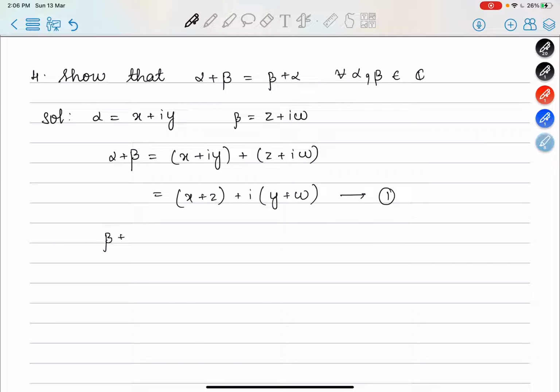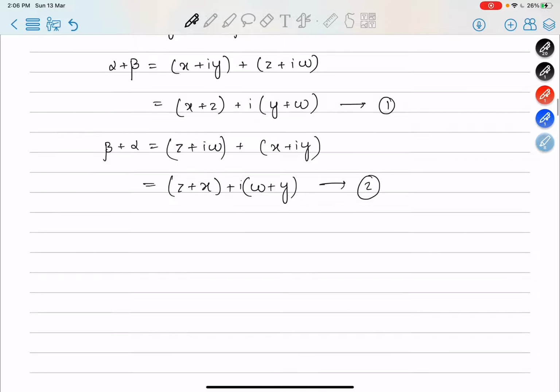Now beta plus alpha is nothing but z plus iw plus x plus iy. Here again add the real parts first and then the imaginary parts, and this is equation 2. Because addition is commutative, x plus z and z plus x mean the same. So that is why alpha plus beta equals beta plus alpha for all alpha and beta in complex numbers.